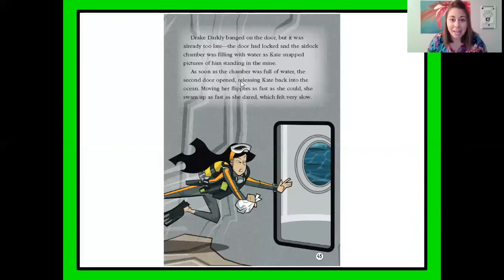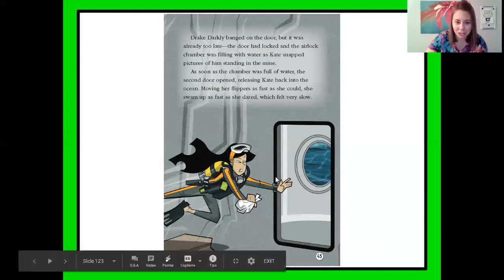Drake Darkly banged on the door, but it was already too late. The door had locked and the airlock chamber was filling with water as Kate snapped pictures of him standing in the mine. As soon as the chamber was full of water, the second door opened, releasing Kate back into the ocean. Moving her flippers as fast as she could, she swam up as fast as she dared, which felt very slow.